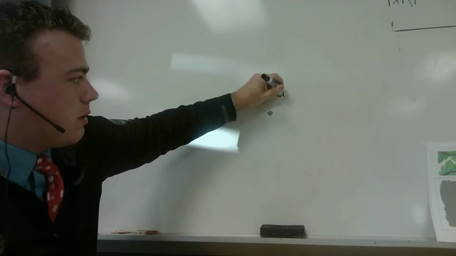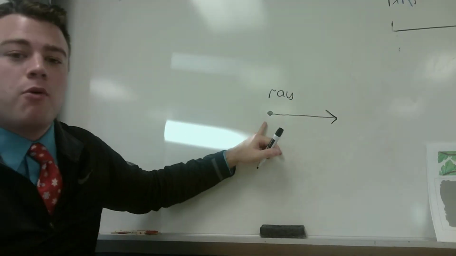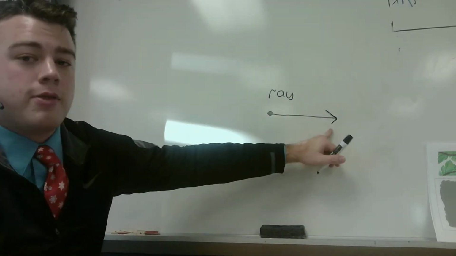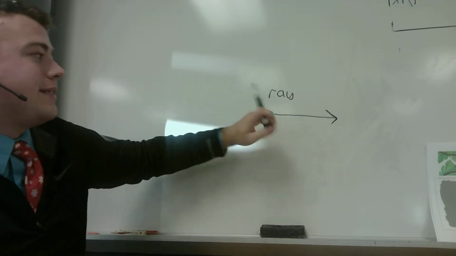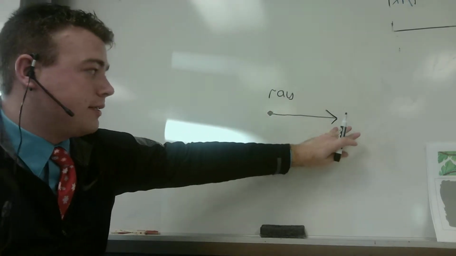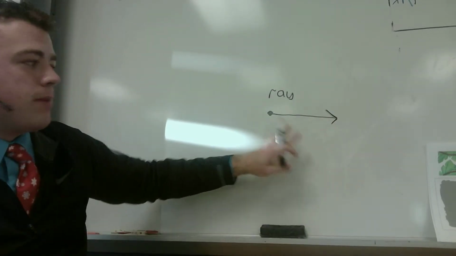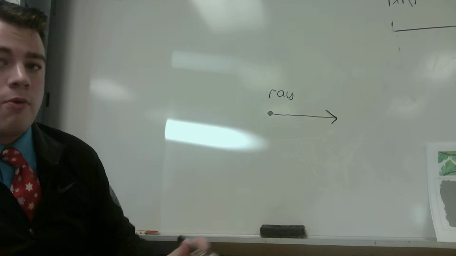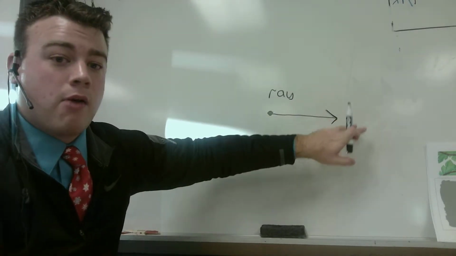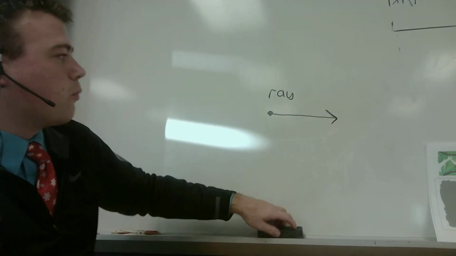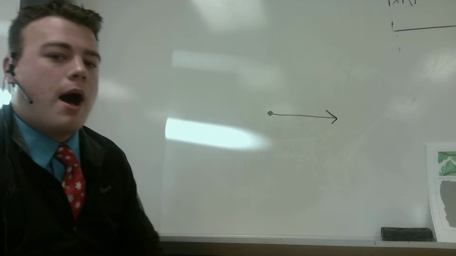A ray. Here, my ray has an endpoint on one end and an arrow on the other end. So this endpoint shows that this ray stops right here, and the arrow shows that it goes on and on forever. The biggest thing to remember with a ray is that you have a point on one end and an arrow on the other end. The reason I showed you what a ray is is because of my next term.